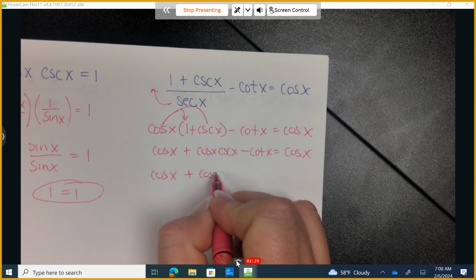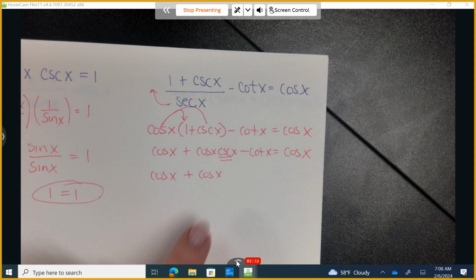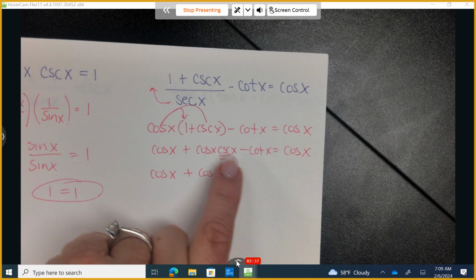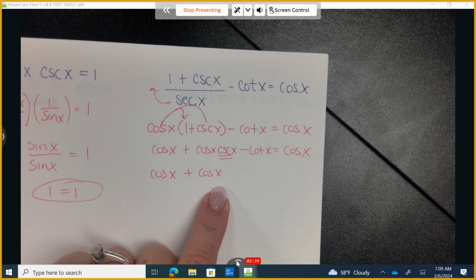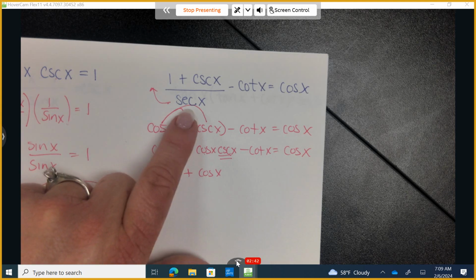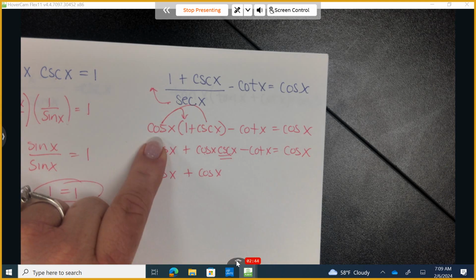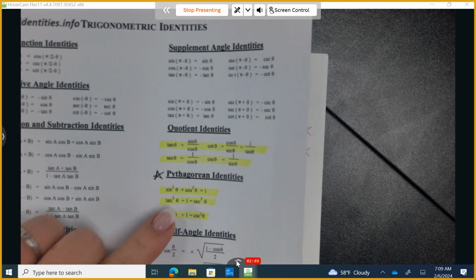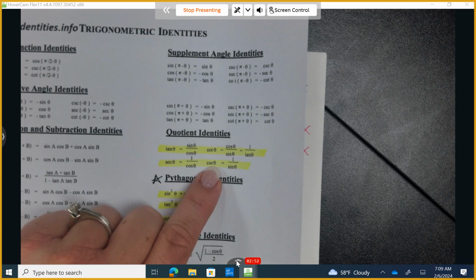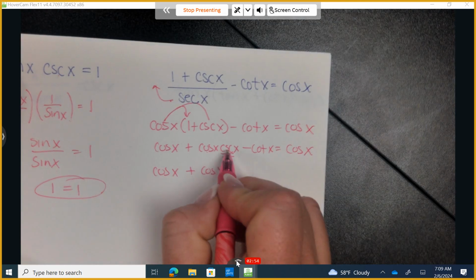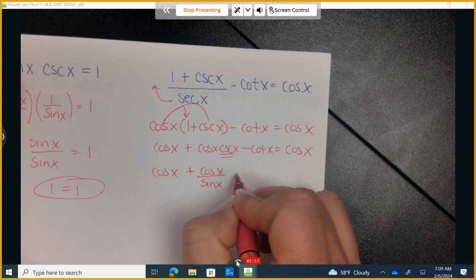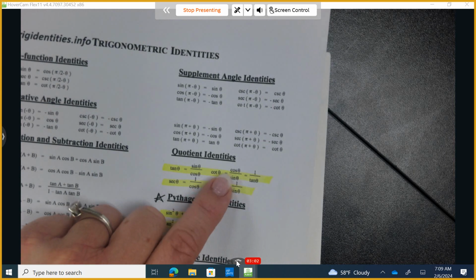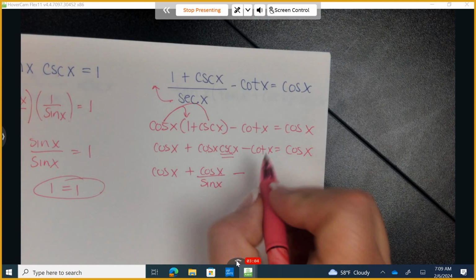Cosine is on top. Now, if I take cosecant and I write it as a denominator, that means I'm going to move it from the top to the bottom. So when I move cosecant to the bottom, it's like taking the reciprocal of it. It's the same thing I did with secant and cosine. So when cosecant gets moved to the bottom, let's figure out what is the reciprocal of cosecant. The reciprocal of cosecant is sine. So I'm going to write this on the bottom as the sine of x. Cotangent can be expanded, and cotangent is the same as cosine over sine.